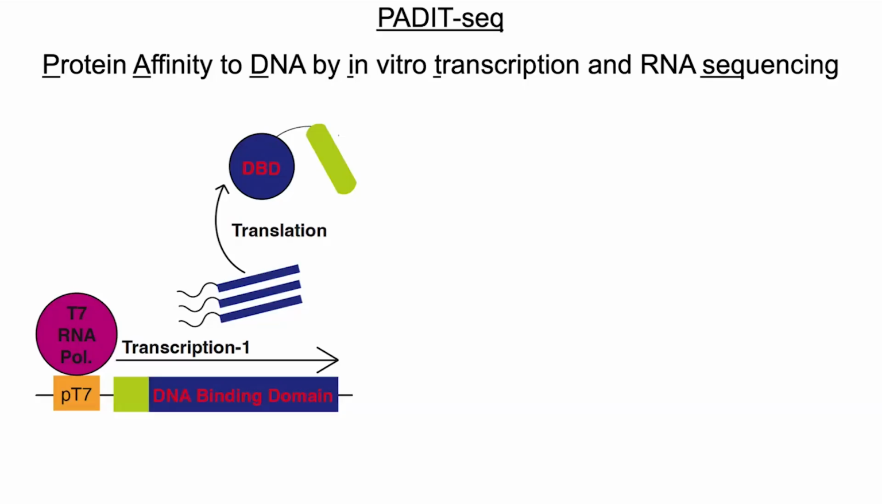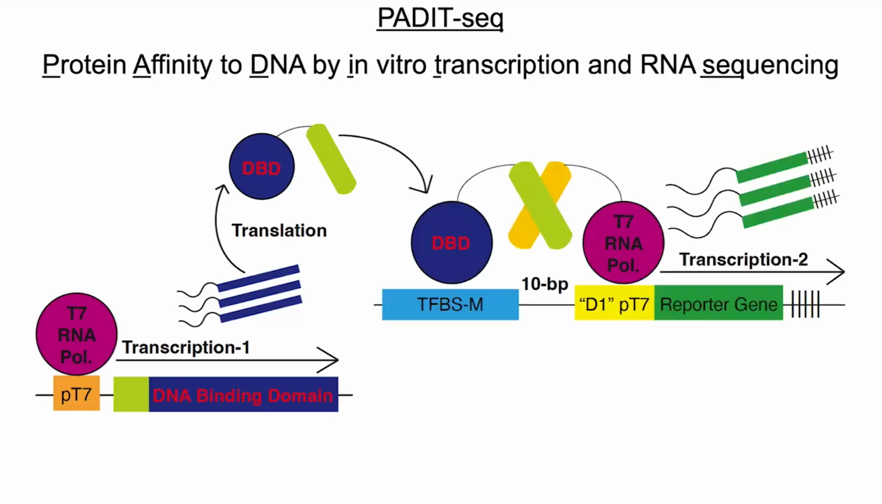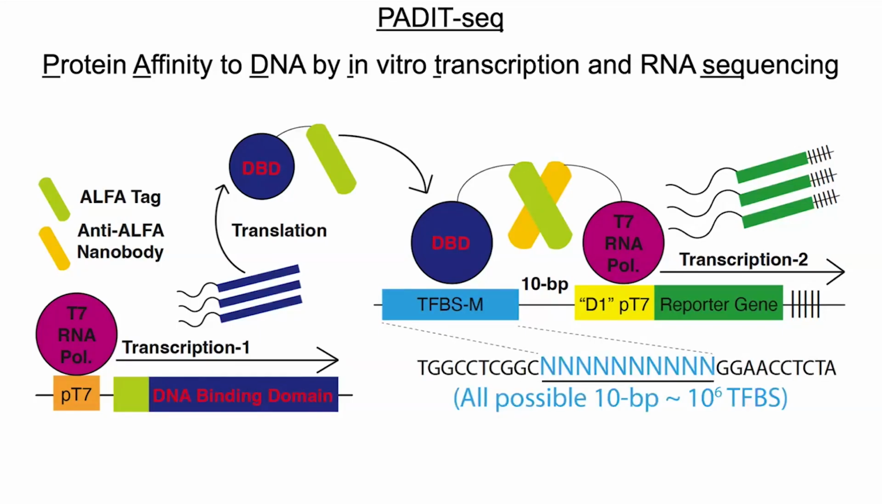After the DNA binding domain is produced, it binds to candidate transcription factor binding sites. If it binds, it's going to recruit a T7 RNA polymerase by a protein-protein interaction and lead to increased reporter gene expression. Each reporter gene has barcodes which correspond to a particular binding site that was occupied by the DNA binding domain. In our assay, we profiled all possible 10 base pair DNA sequences as candidate transcription factor binding sites. That's a little bit more than 1 million different DNA sequences.